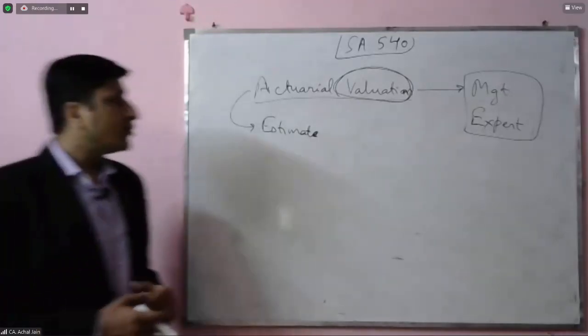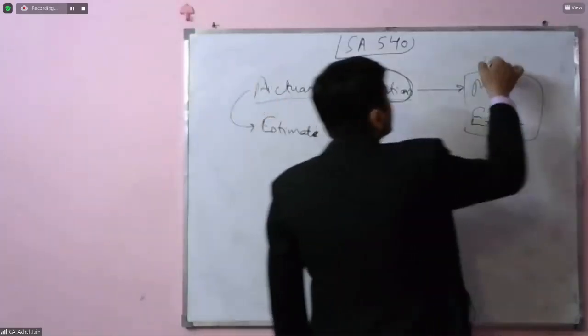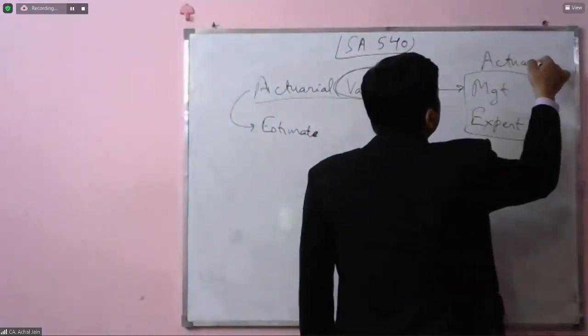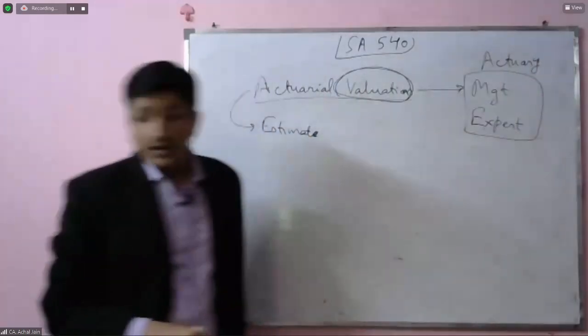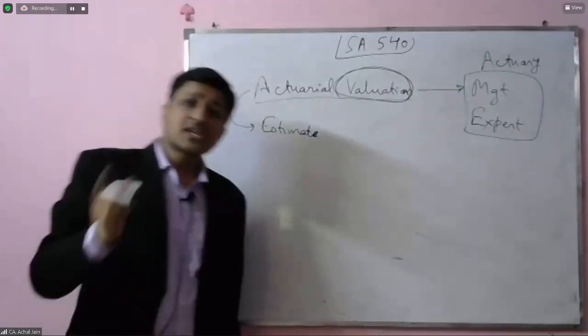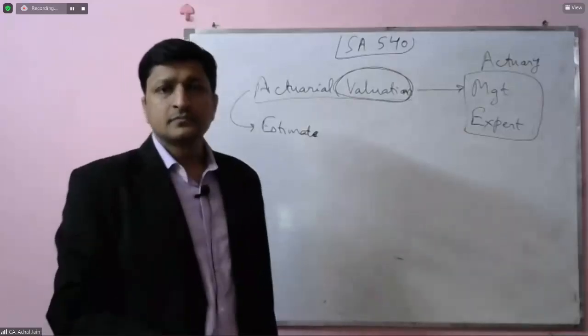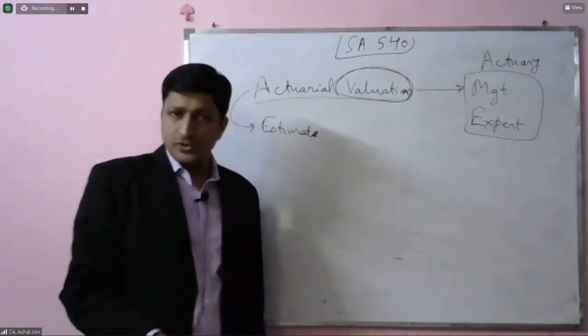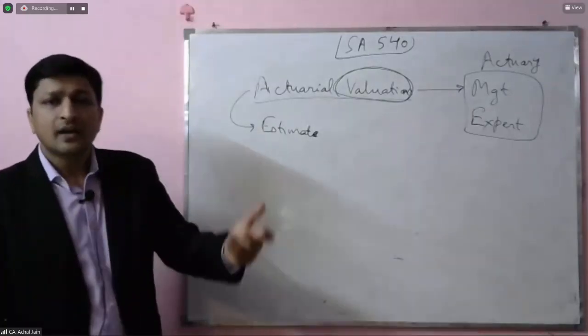Because the actuarial valuation is carried out by an actuary. Who is the expert? Actuary. Actuary is an expert of his area who has been appointed by the management, and because he is doing the valuation, he also issues a certificate. Actuarial valuation certificate is issued by him to the company in relation to the valuation as at the reporting period.